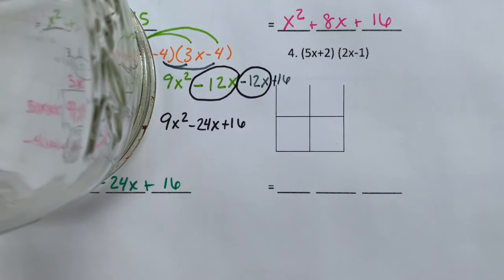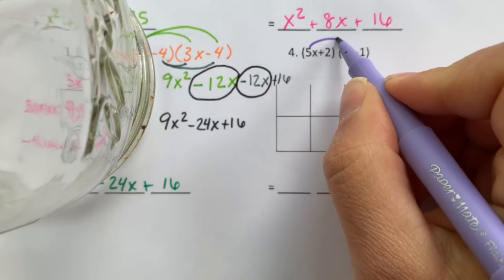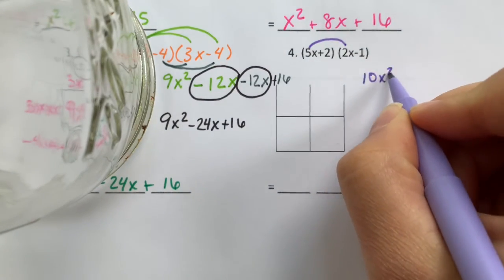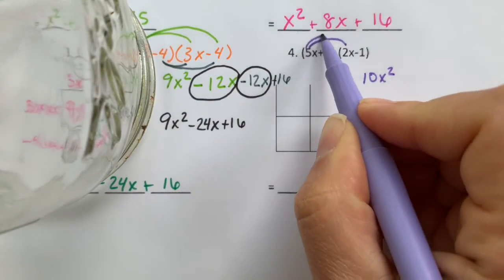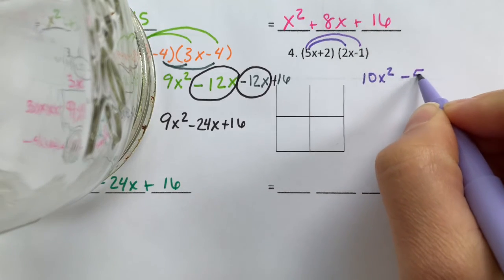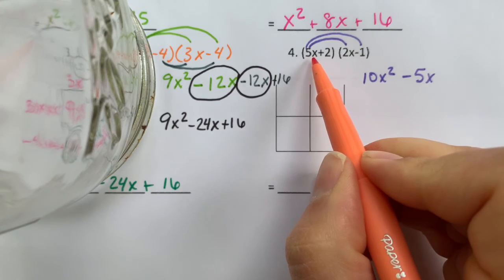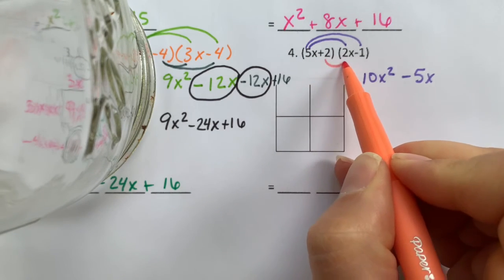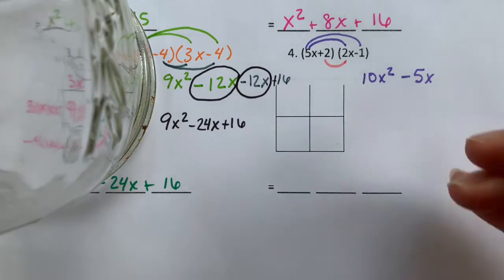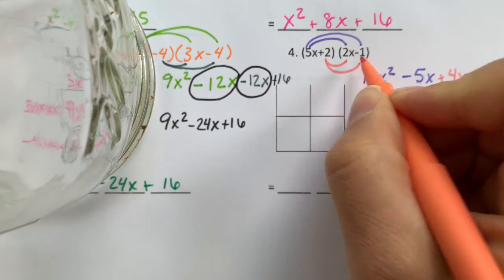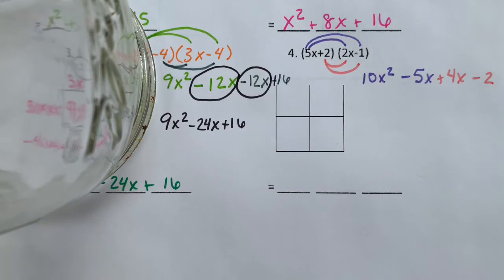Last example for today. I'm going to do positive 5 times positive 2 is a 10x squared. 5x times a negative 1 is a negative 5x. Then I already did my 5x. Now I have to look at my 2. So 2 times 2x is a 4x. 2 times a negative 1 is a negative 2.